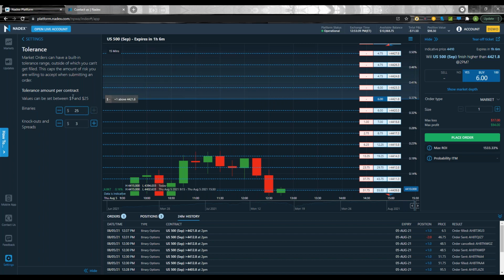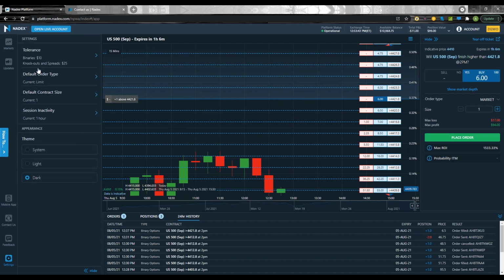Let's say you're fine with getting filled at a less-than-ideal price, you can put that all the way up to 25. So you can definitely mess with the tolerance settings there. I do always recommend just keeping it at 10 if you don't have a specific reason to change that, just because it is there to help you and protect you from getting filled at an unreasonable price.